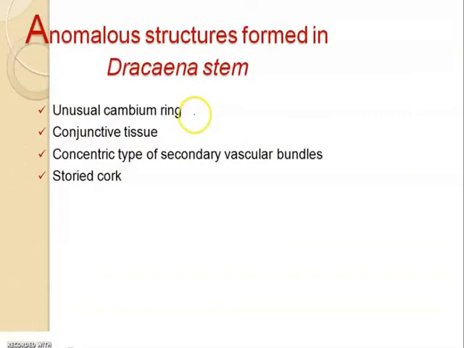Now, the anomalous structures formed in Dracaena stem. The different anomalous structures formed in Dracaena stem are the unusual cambium ring, conjunctive tissue, concentric type of secondary vascular bundles, and the storied cork.